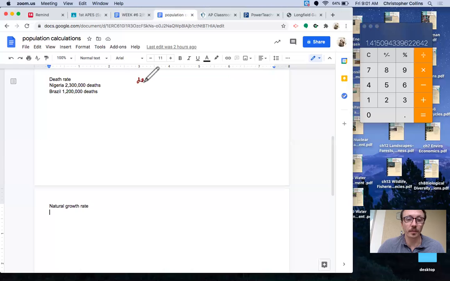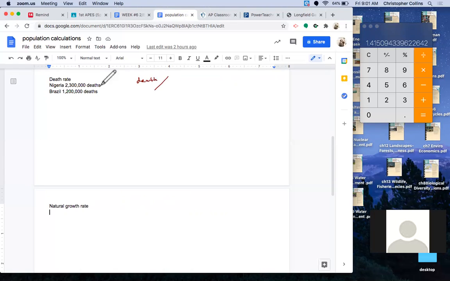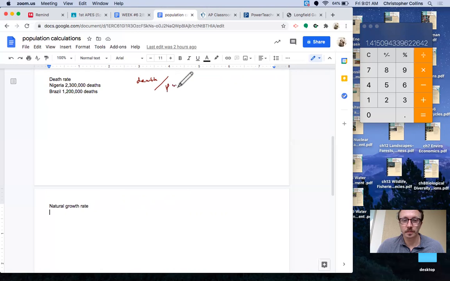So to figure out death rate, we'll take the total number of deaths in a year, and then we'll divide that by the total population. All right, and we'll take that decimal, same as we did before, multiply it by 100. So in Nigeria, there were 2,300,000 deaths for a total population of 213 million.